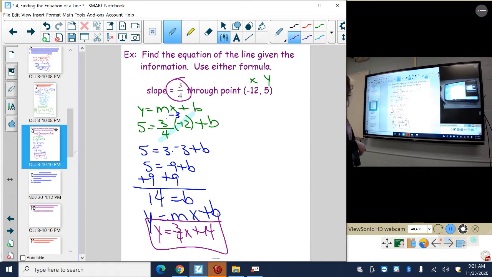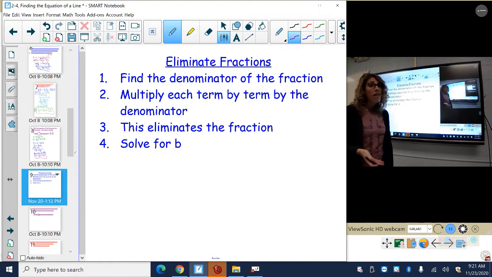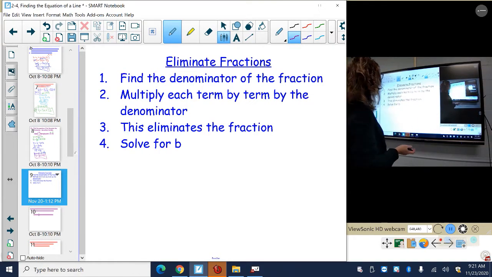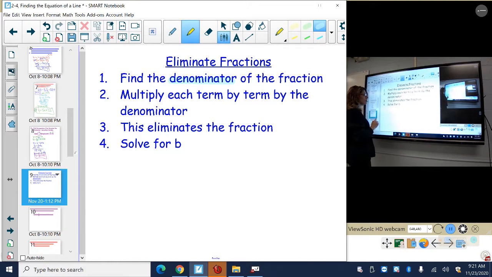And that is done. Now, this problem was really nice because my -12 was divisible by my 4. What happens whenever it's not very nice? We have to learn how to eliminate fractions. So we're going to find the denominator of the fraction. And we're going to multiply each term by the denominator. Okay, this eliminates the fraction.